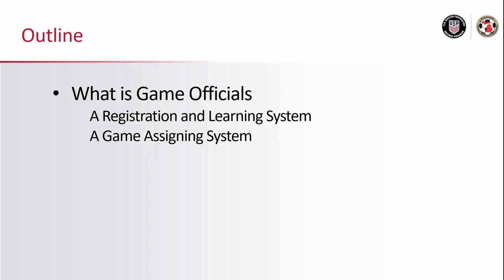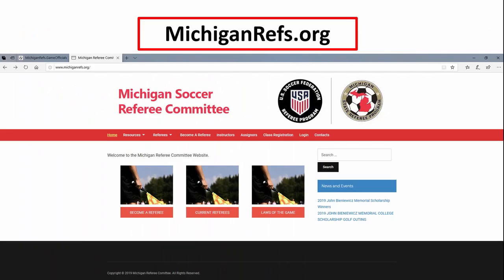You should have a login password and ID for Game Officials. You establish that when you're registered to take the Grassroots Referee course. If you haven't done that yet, please go to michiganrefs.org and click Become a Referee and follow those instructions.